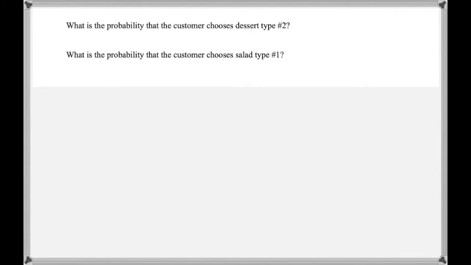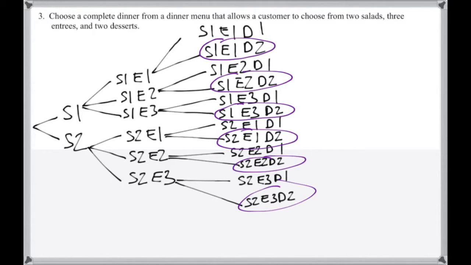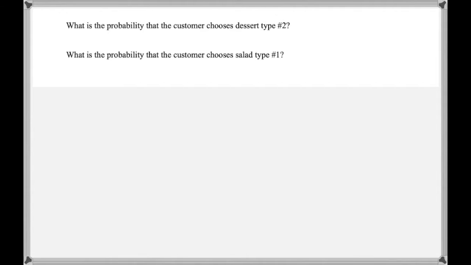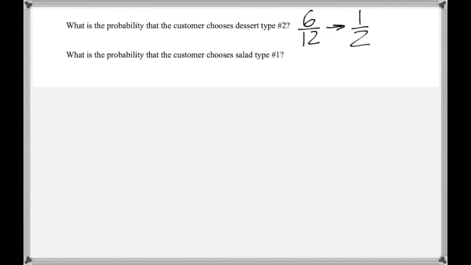What is the probability that the customer chooses dessert type 2? So that would be these 6 out of the 12. So 6 over 12, which reduces to 1 over 2. What is the probability that the customer chooses salad type 1? And that would be these 6 out of the 12, which reduces to 1 over 2.